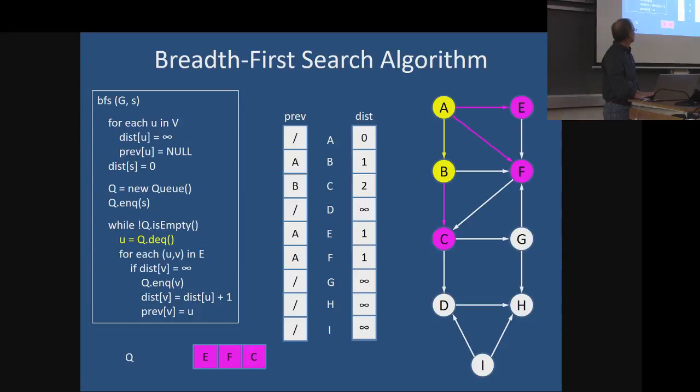We'll take E off the Q, and we consider the edge out of it, and that's to an already visited thing. Now we'll take F off the Q, and it only points at a visited thing. So we pull C off the Q, and now there are a couple things to update. We update D to be a distance of 3 with a parent of C, and we update G to be a distance of 3 and its parent is C. And it just continues in this fashion.